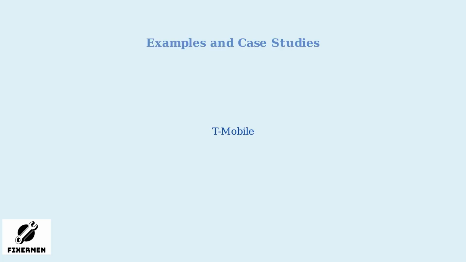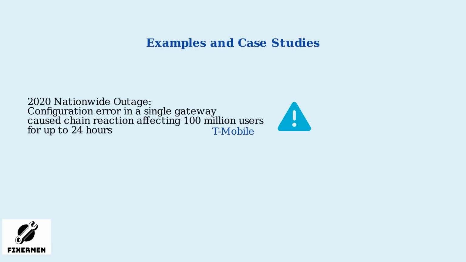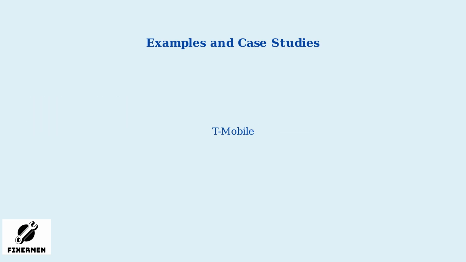Notable examples include a nationwide outage in December 2020 caused by a configuration error in a single gateway, which sparked a chain reaction affecting 100 million users for up to 24 hours. This incident led to the development of the Gateway Guardian program with 24/7 monitoring.